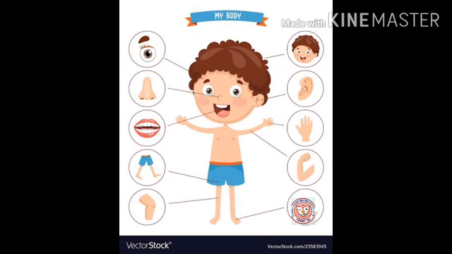See this beautiful picture of the boy. So this is the picture of hair. Show me your hair. Now this is ear. Show me ear. Hand. Where are your fingers? How many fingers do you have? We have 5 fingers in one hand. So in total, in 2 hands we have 10 fingers.